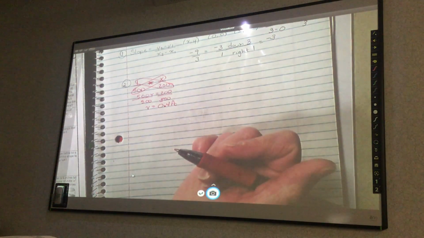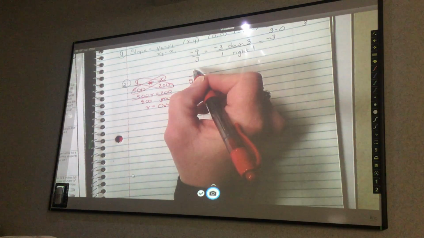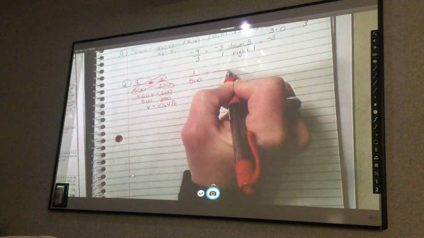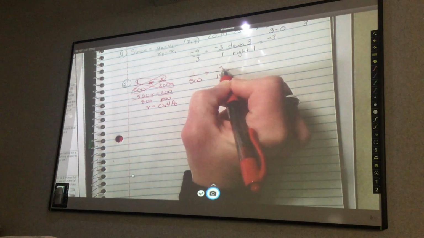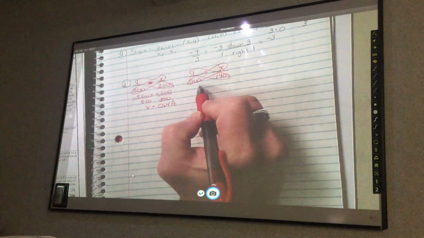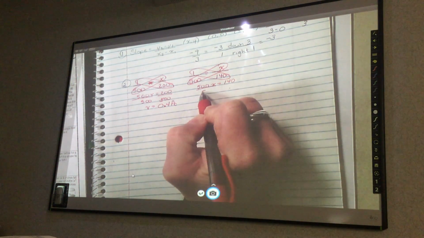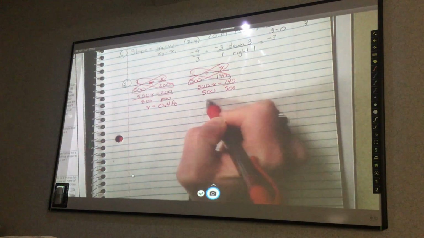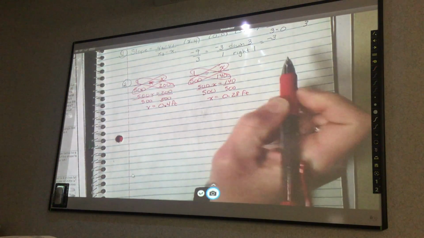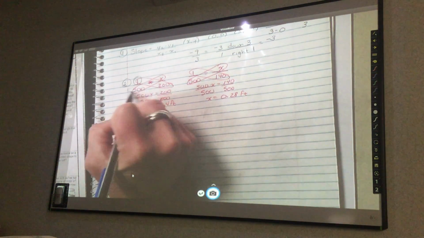You have to do that again to find the width. So 1/500. If the scale is 1, the actual is 500. I know the actual is 140. So I'm finding x. Cross product. 500x equals 140. Divide by 500. Divide by 500. x equals 0.28. So when you're dealing with scale, the scale is always on top, the actual is always on the bottom.